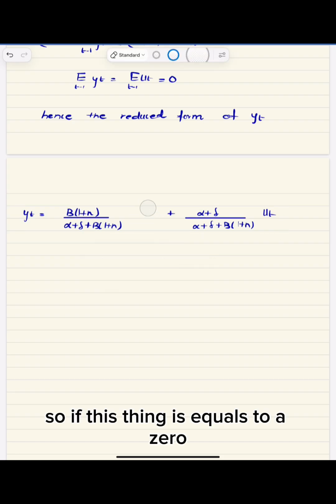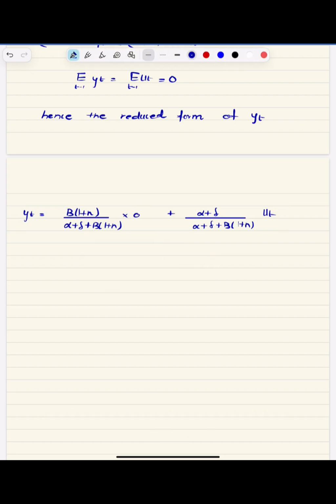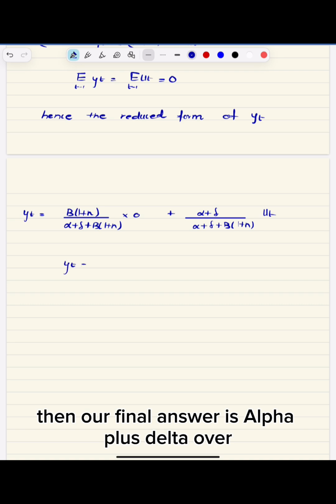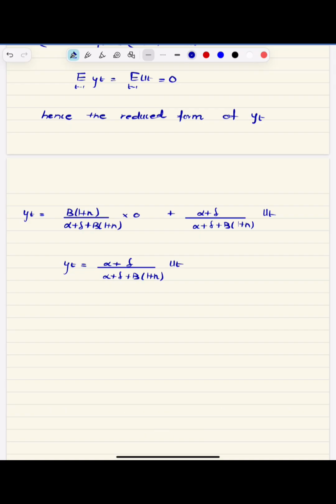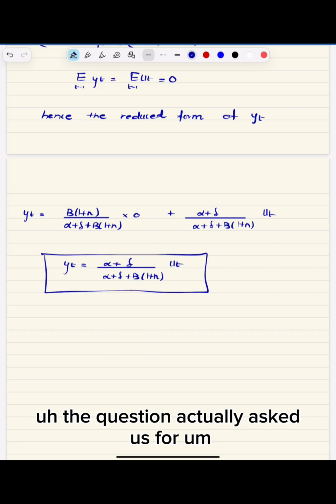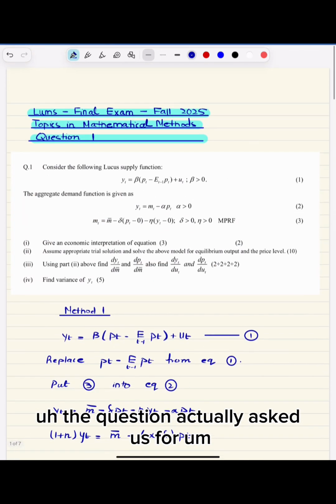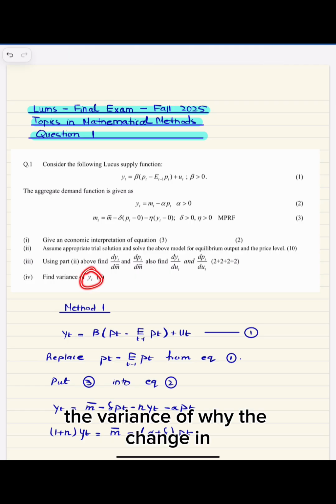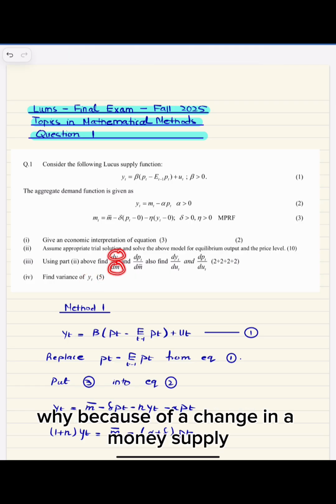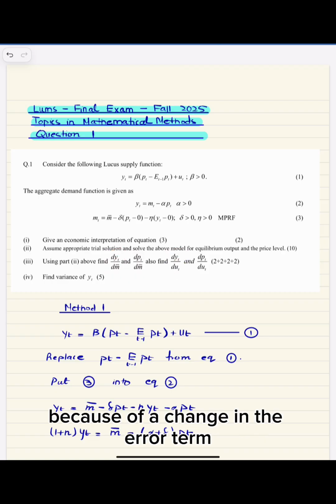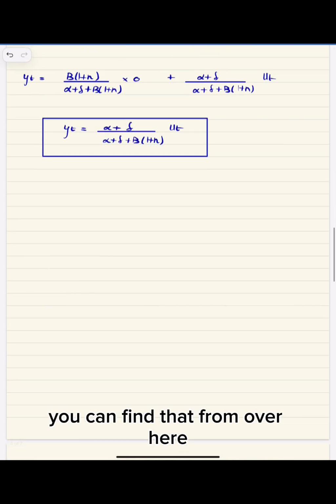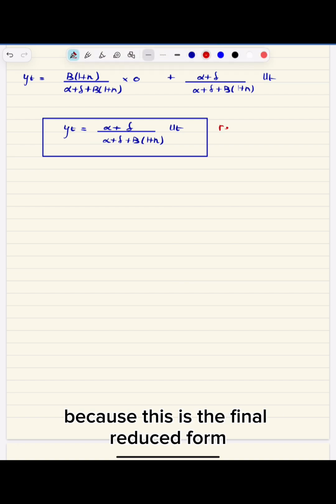So if this thing is equal to 0, then our final answer is (alpha plus delta) over (alpha plus delta plus beta(1+n)) into ut. Okay, the question actually asked us for the variance of y, the change in y because of a change in money supply, and a change in output because of a change in the error term. We can find that from over here because this is the final reduced form.